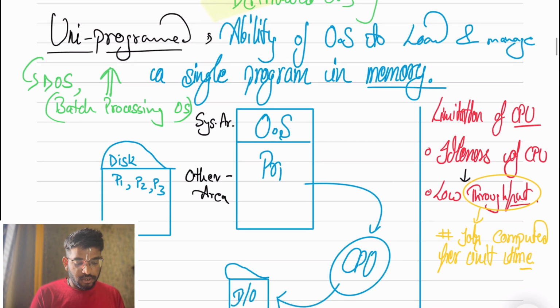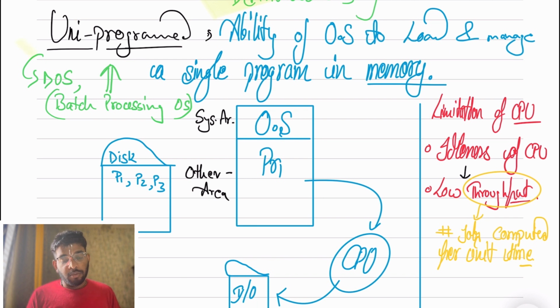So, uni-programmed operating system. What is a uni-programmed operating system? Uni-programmed operating systems are those in which only one program is present other than the kernel or the operating system itself. It is the ability of the OS to load and manage a single program in memory. Only one program is present in memory, and examples of uni-programmed operating systems are DOS and batch operating systems.